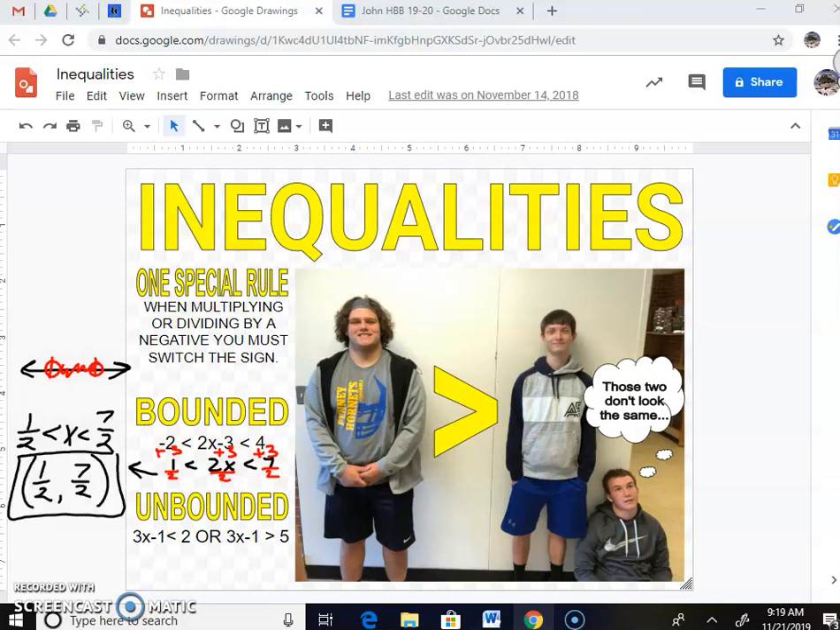If I have unbounded, remember that's where I'm going from negative infinity to a number, and then that number to positive infinity. Okay. So practice writing your answers in that interval notation just so that you guys are ready for your test.